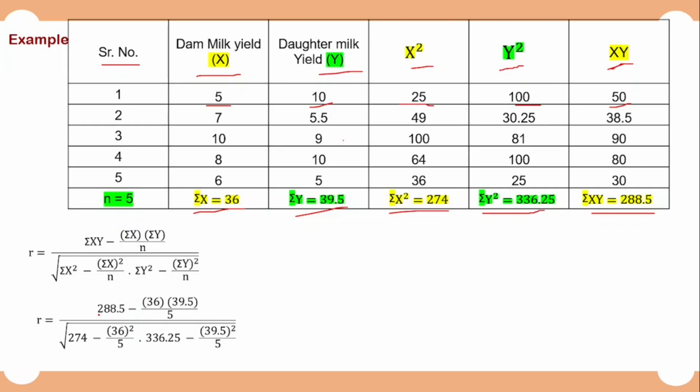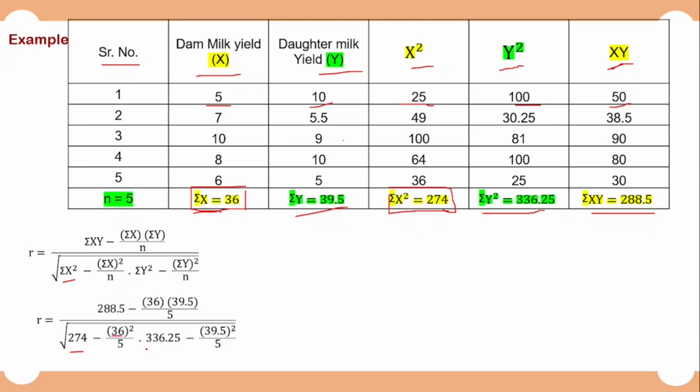You can see here I have replaced all of the values in the formula. Sum of xy was 288.5, so I have replaced it here. Then sum of x is 36, sum of y is 39.5, n is equal to 5. One important thing which you have to keep in mind, as I have already told you in the regression calculation, is that sum of x square is different from the square of sum of x. In this case we squared all of the values of x and then summed them up. So you have to write here 274, and here you will write the sum of x, which is the sum of all of the values of the x variable, which was 36. So that 36 will be written here.